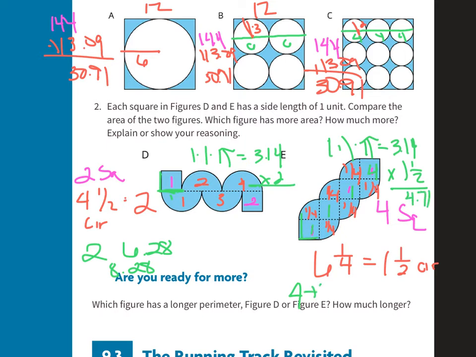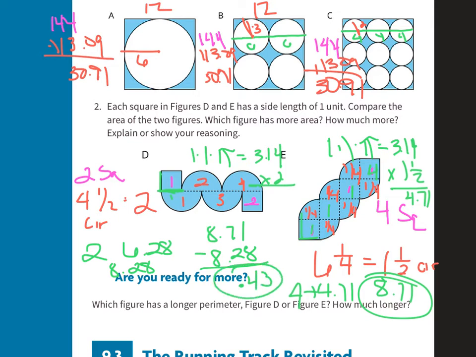So 4 plus 4.71 is 8.71. So which one has the larger area? This one, by 0.43. How much more? 0.43. We just go 8.71 minus 8.28, and we get 0.43. Okay?